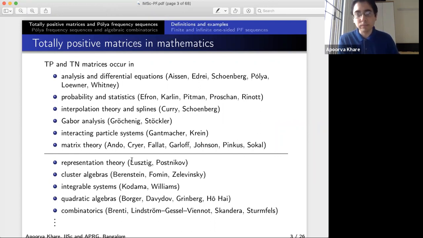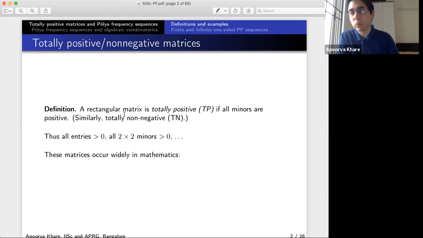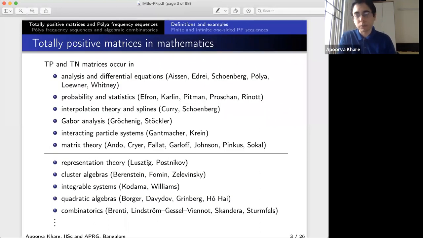In representation theory, if you think about a square and maybe even invertible matrix which is totally non-negative or totally positive, then that's an example of a type A totally positive element in the general linear group. And Lusztig then extended that notion to total positivity in other types. Postnikov worked with these totally positive Grassmannians. Cluster algebras use these things. Integrable systems, quadratic algebras, and so on and so forth. The quadratic algebras part, I will explain some things today. Well, I'll at least mention one connection. Combinatorics, again, some connections, obviously. The rest of them, no.